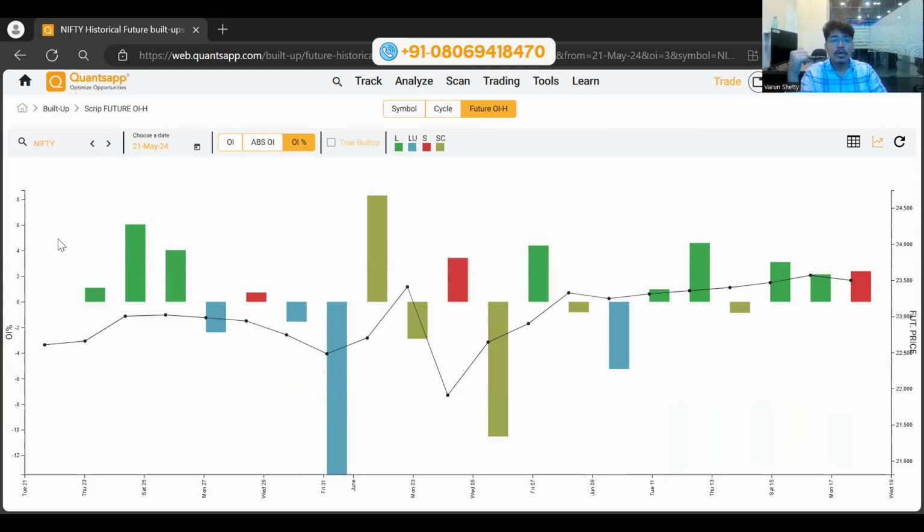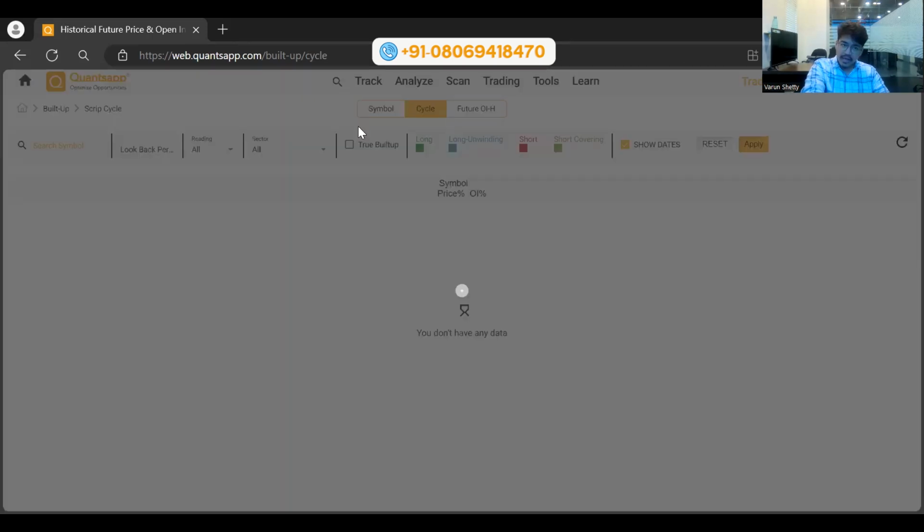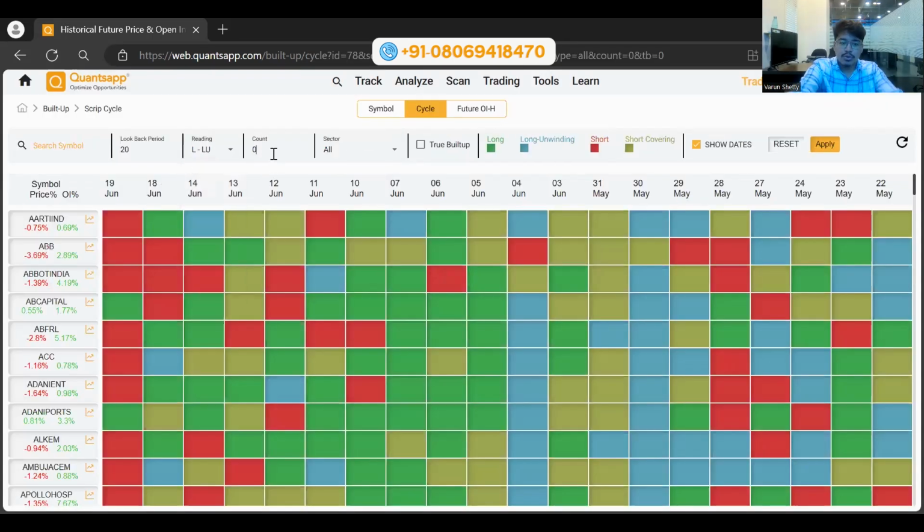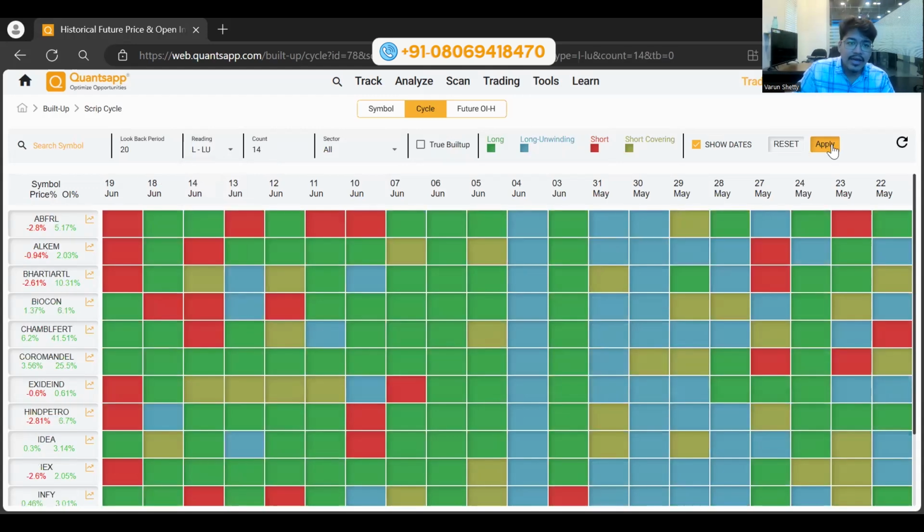But even if you want some stocks on the bearish side, I would say you can go to cycle, check which stocks are following a proper cycle. So 20 and 14 cycle, you need to follow this. And after that, you can actually enter that trade. Sorry, short and short covering, and apply this.